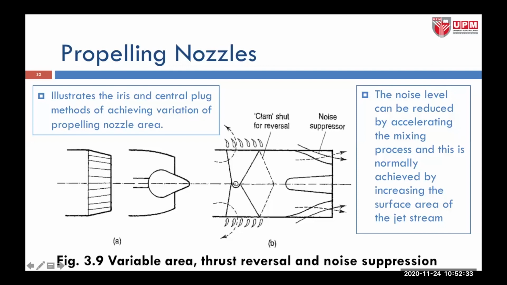You can have a typical shape like this, or a cone over there, or a variable composition where we have a clamshell for reversal and also a noise suppressor. You have a bleed flow of cold air mixing with the hot air. The noise level can be reduced by accelerating the mixing process, and this is normally achieved by increasing the surface area of the jet stream.